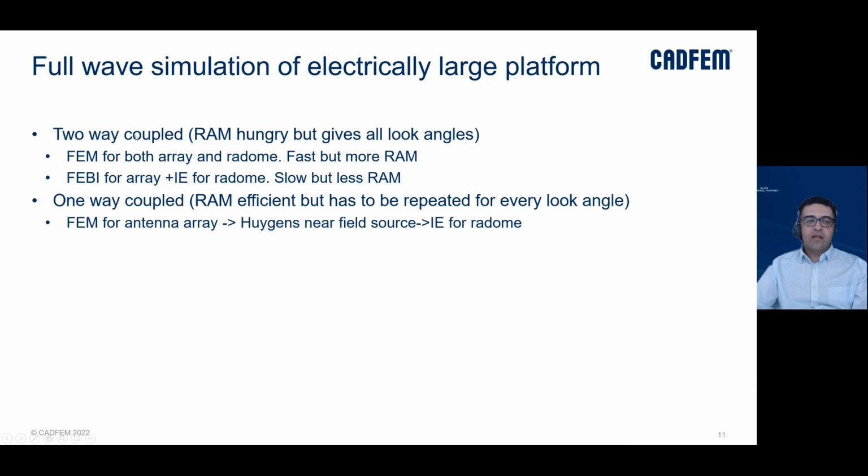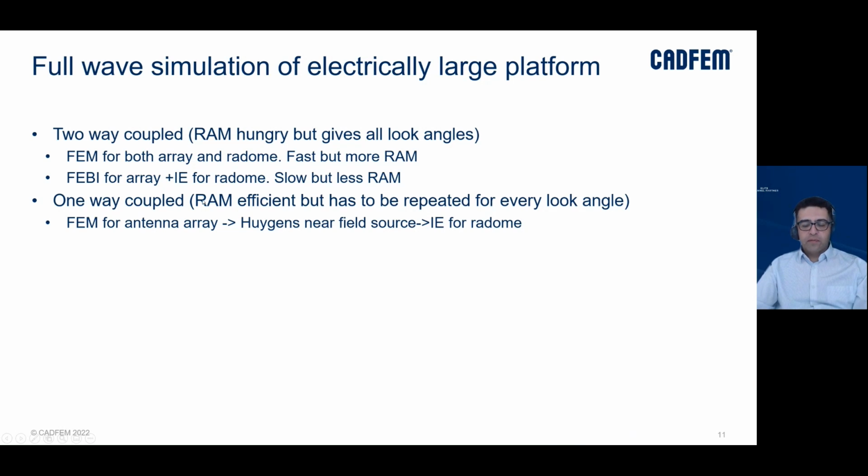So for the two-way coupled, if you're lucky enough to have enough resources, you do FEM for both the antenna and the radome. You just put everything in one file and start. That's the fastest, but needs more RAM. Or you can do FE-BI, which is finite element boundary integral, for the array. You put a box around the antenna, and then do IE for the radome. It's slower than FEM for both, but uses less RAM, and we'll see an example.